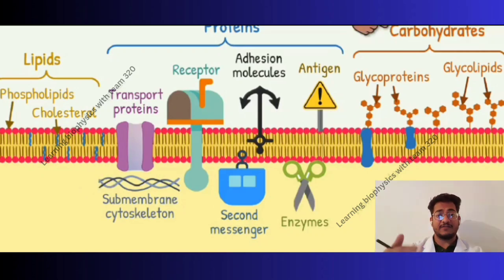And we also have carbohydrates making the outer coat called the glycocalyx. The carbohydrates give the cell surface a negative charge, help one cell to attach to another, serve as receptors, and participate in immune function.